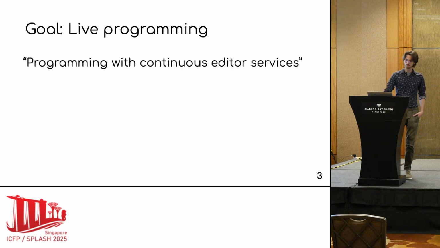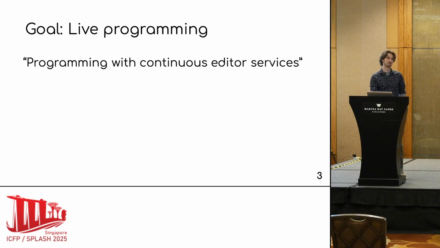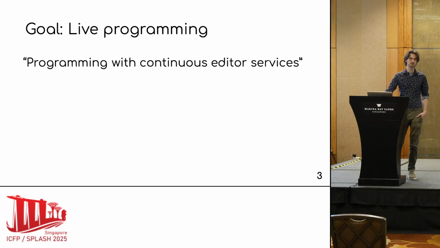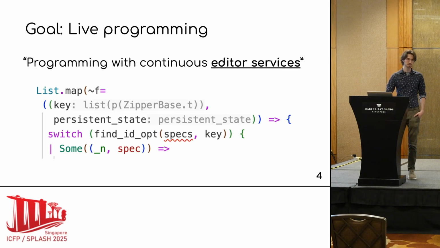Okay, so what is our problem? Our problem is live programming. And for the purpose of this talk, that means programming with continuous editor services. So editor services could be, for example, syntax highlighting. You see inferred types. The red squiggle is a localized error. All these are editor services. We're interested in kind of those last two, so type checking and error reporting.